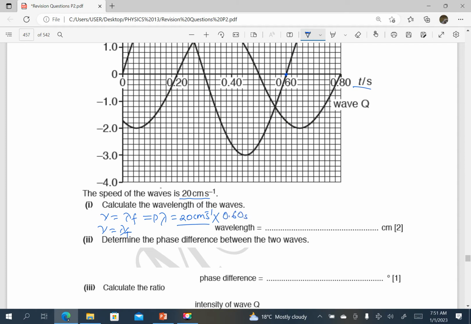So this will be times T, which T is 0.60 seconds. And this is giving me 20 times 0.6, that is 12 centimeters. They want the answer in centimeters, so this is going to be 12. Remember here how I came up with V as lambda over T, F is equal to 1 over T. So I just substituted for F. So lambda is going to be 12 centimeters.